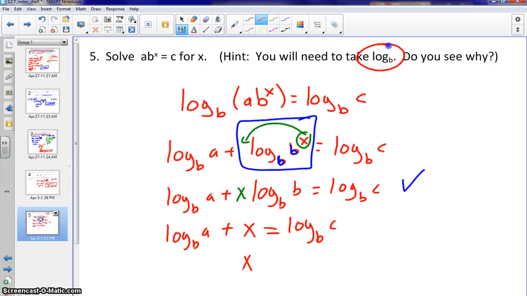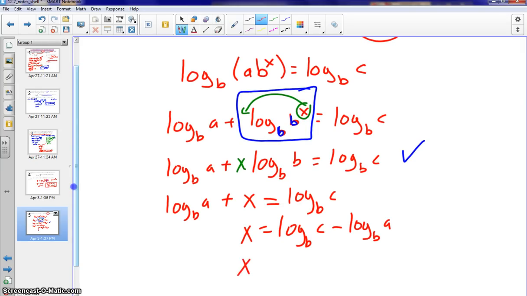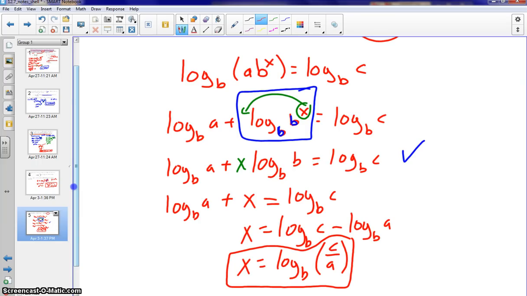Let's go ahead and solve for x. So we'll subtract log base b of a from both sides. And now condense on the right-hand side using our properties of logs. Log base b of c divided by a. Okay. All right, and we have solved for x. So you can see x is equivalent to log base b of c over a.